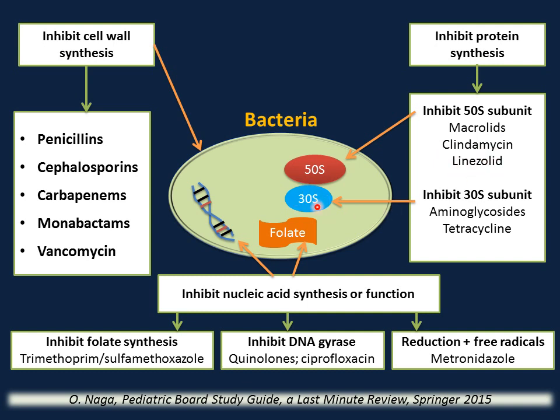Some antibiotics inhibit the 30S subunit of ribosomes. This way they will inhibit the protein synthesis. Examples of that: aminoglycosides or tetracycline. Some antibiotics inhibit nucleic acid synthesis or function. Example of the antibiotic that inhibits the folate synthesis is trimethoprim-sulfamethoxazole, or Bactrim. Other antibiotics inhibit DNA gyrase, which is very important for DNA replication and uncoiling. For example, quinolones like ciprofloxacin, nalidixic acid.